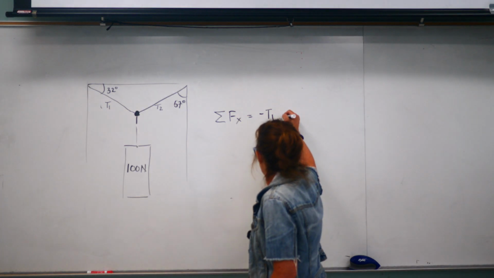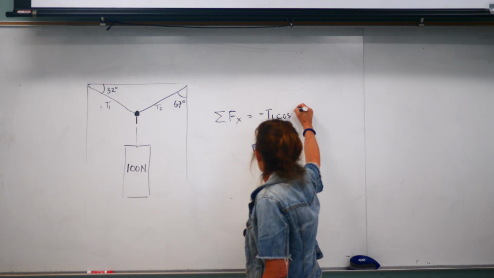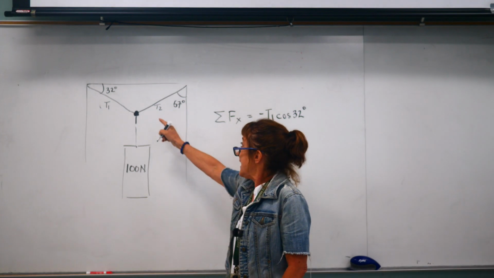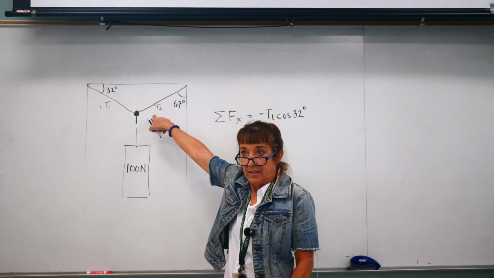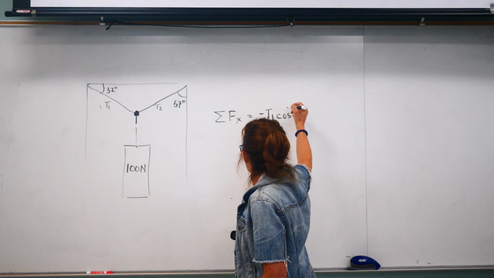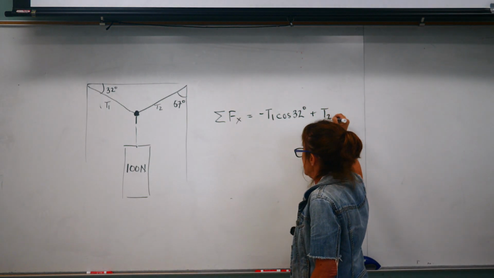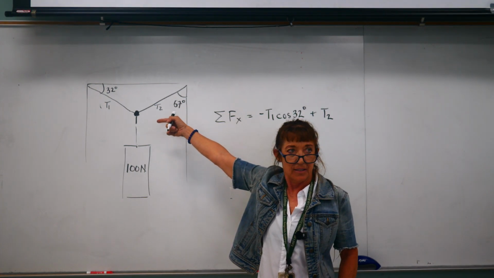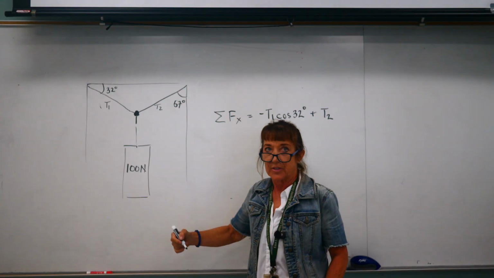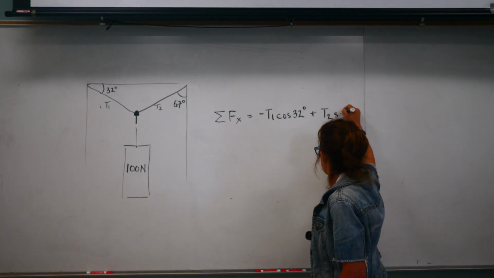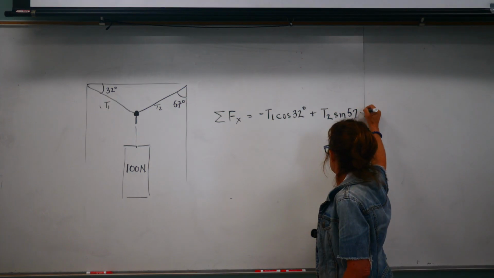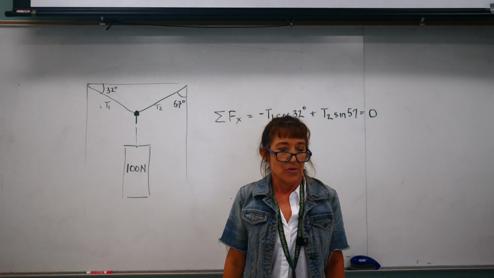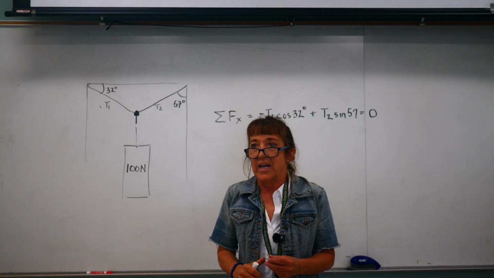Okay? T1 cos 32, right? Okay. All right, and T2, right? Negative T1 cos 32 plus T2, and that would be sine 57. See that, everybody? Sine 57. And that's going to equal to what? 0, right? Okay.